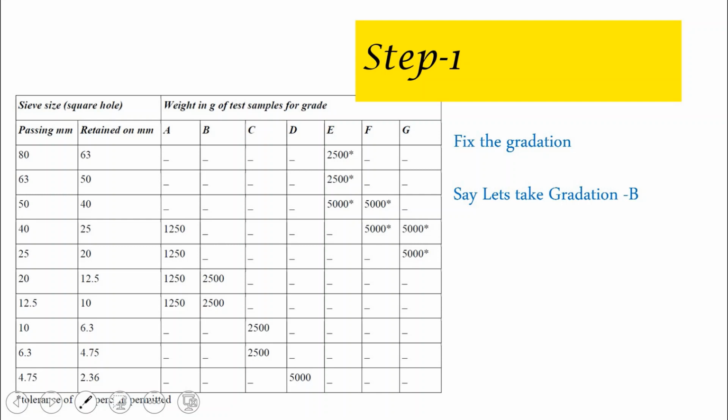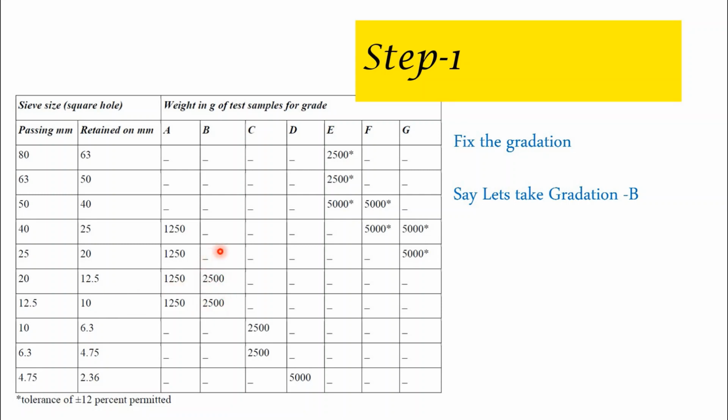So let's see the steps. The first step is to fix the gradation. Here is a table which provides you with different gradations: A, B, C, D, E, F and G. Let us say I'm taking gradation B. Then for gradation B, you have to take 2500 grams of aggregate which is passing through 20 mm and retained on 12.5 mm, and 2500 grams of aggregate which is passing through 12.5 mm and retained on 10 mm.